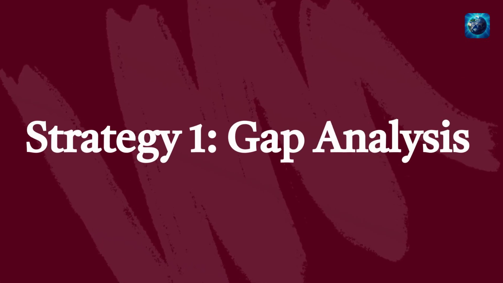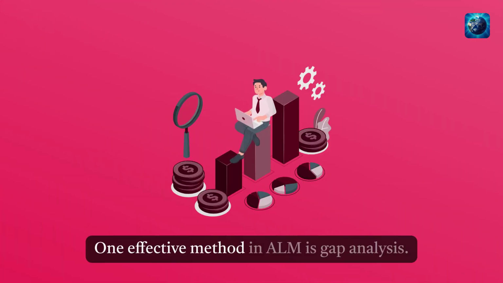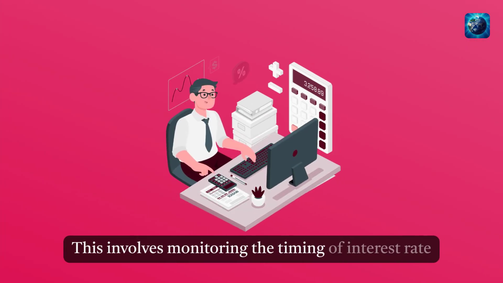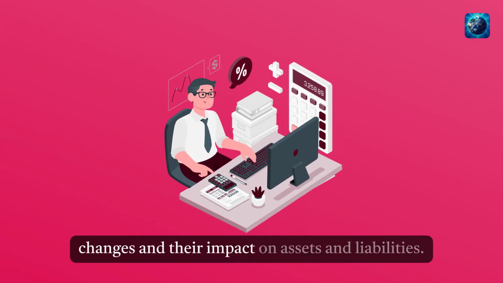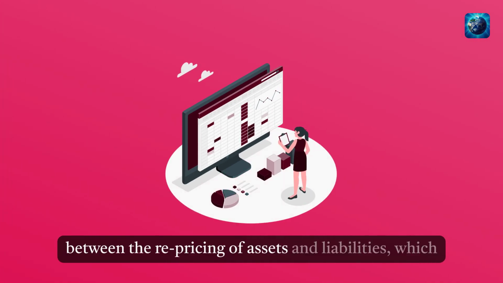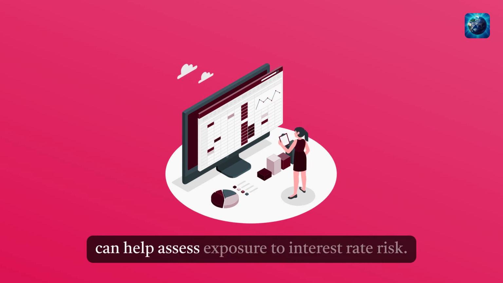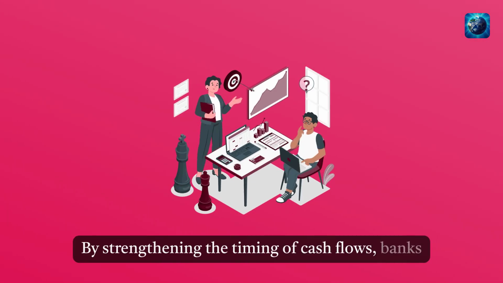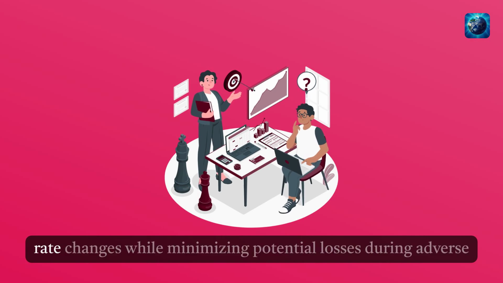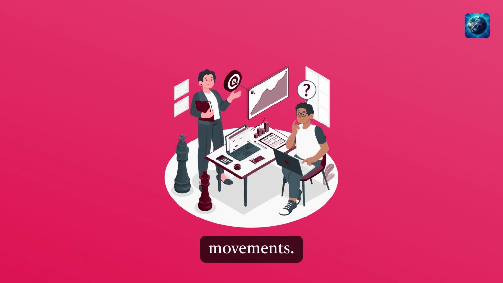Strategy 1: Gap analysis. One effective method in ALM is gap analysis. This involves monitoring the timing of interest rate changes and their impact on assets and liabilities. The bank identifies periods where there's a gap between the repricing of assets and liabilities, which can help assess exposure to interest rate risk. By managing the timing of cash flows, banks can position themselves to benefit from favorable interest rate changes while minimizing potential losses during adverse movements.